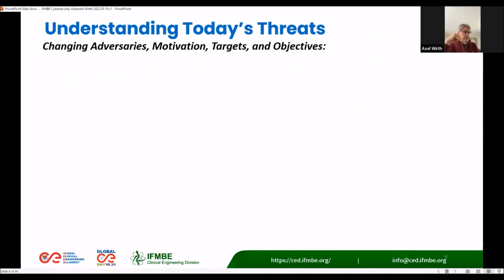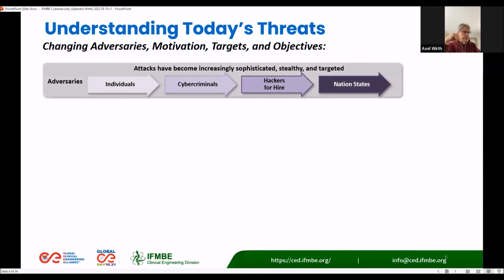Now, looking at the other side, at the cyber adversaries, hackers and others, we need to understand that today's threats are quite different than the threats of only 5 or 10 years ago. You really want to make sure that you understand that adversaries today have changed from individual hackers over sophisticated cyber criminals to hackers for hire and even nation states.